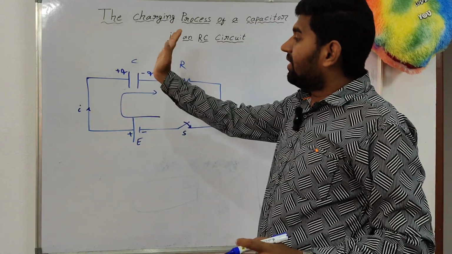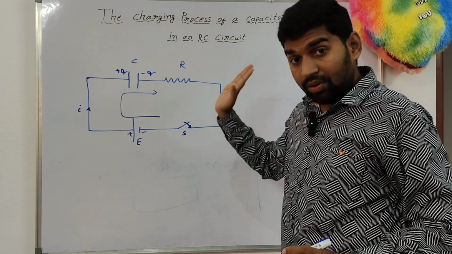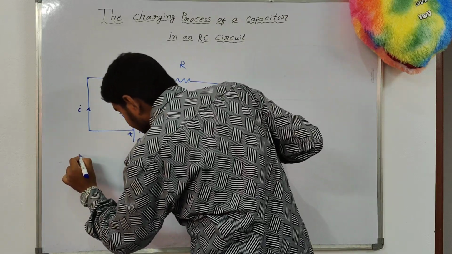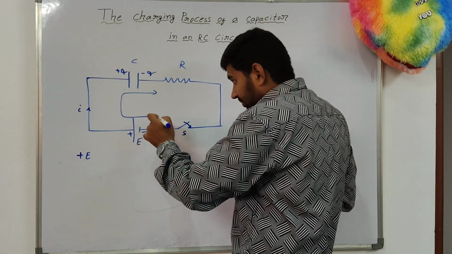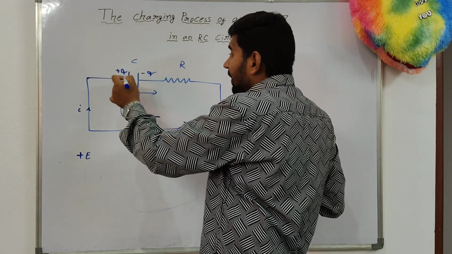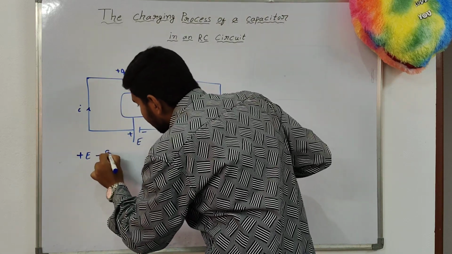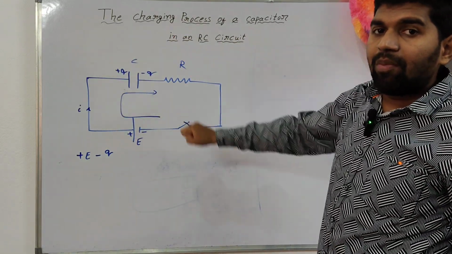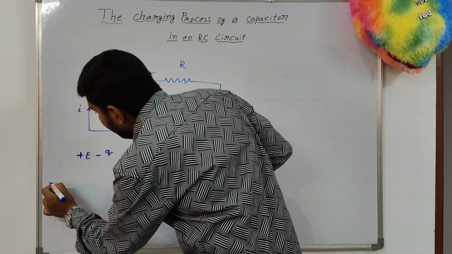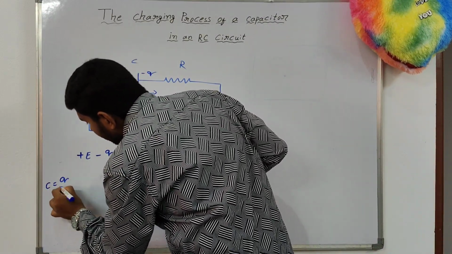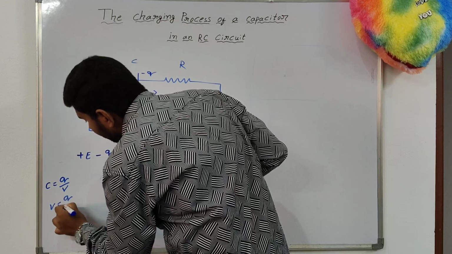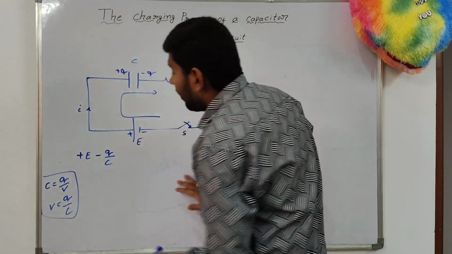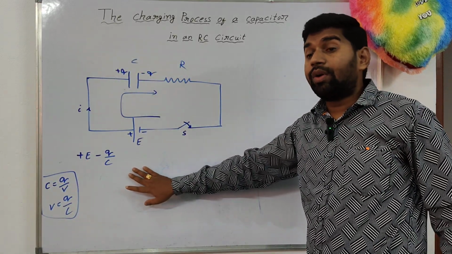For the traversing direction, the assumed direction, I will take the clockwise direction. Going clockwise, we get plus E, and here for the capacitor, plus Q and minus Q. Here we have to write every term in the form of potential difference. We know that C is equal to Q by V, so the potential difference V is equal to Q by C. It will become Q by C. Every term is written in the form of potential difference only, according to KVL.